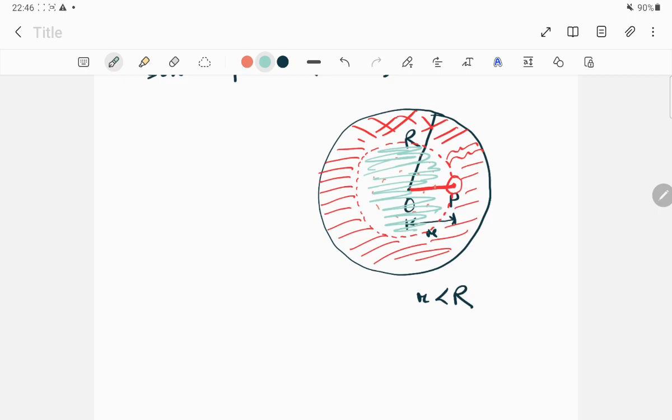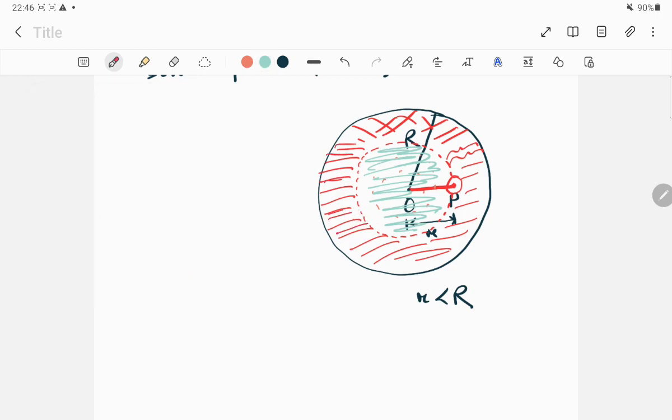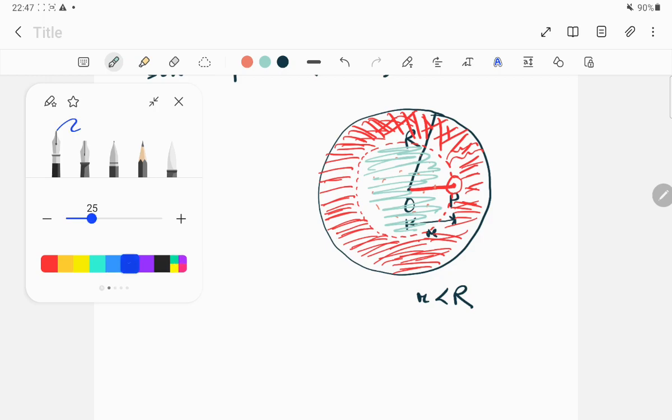At the same time P will also be affected by the gravitational effects of the spherical shell of this portion, the red colored portion. So we will divide this thing into two parts. First thing we will call V1. I hope this color is okay. Let me choose some other color. Okay, we will choose this.